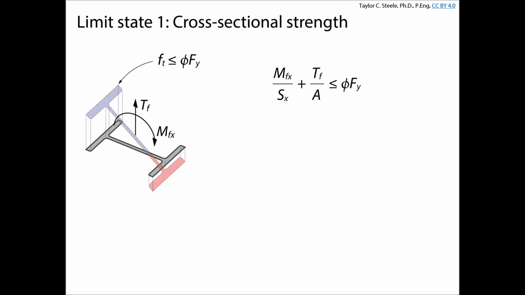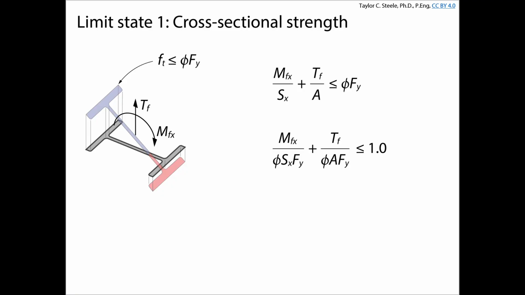And so if we have this equation, we can say, okay, MF over S plus TF over A, as a combined tensile stress, shouldn't exceed the resistance factor times Fy. Okay, so that's the first limit state we're going to look at, and that's called cross-sectional strength. We want to prevent yielding of the flange experiencing the highest tensile stress. We calculate the stress as M over S plus T over A, and it shouldn't exceed phi Fy.